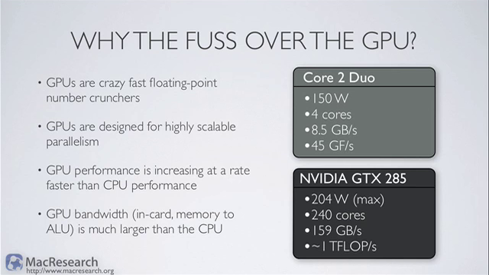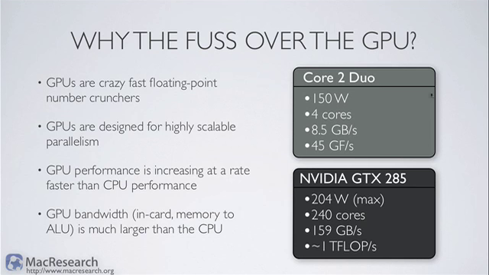I've hinted at this, but GPUs are floating point monsters. They're designed to crunch numbers. They're very highly scalable in terms of how they're building these things out. So if you have an algorithm that's data parallel and you've optimized it well for being parallel, it can perform very well, and it will scale well as more powerful GPUs are rolled off the production line and things like that.